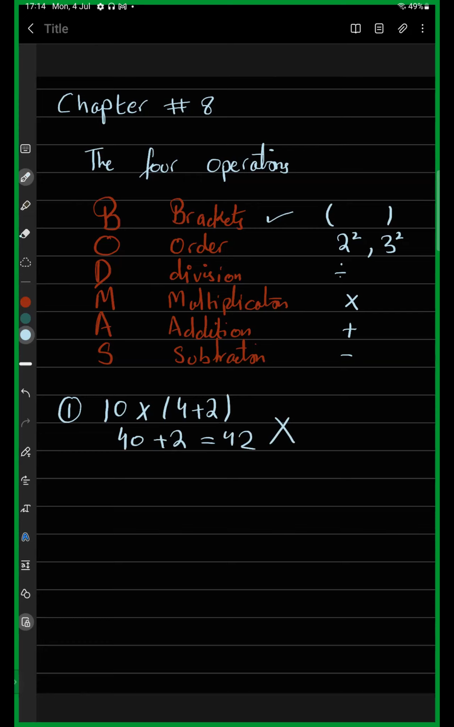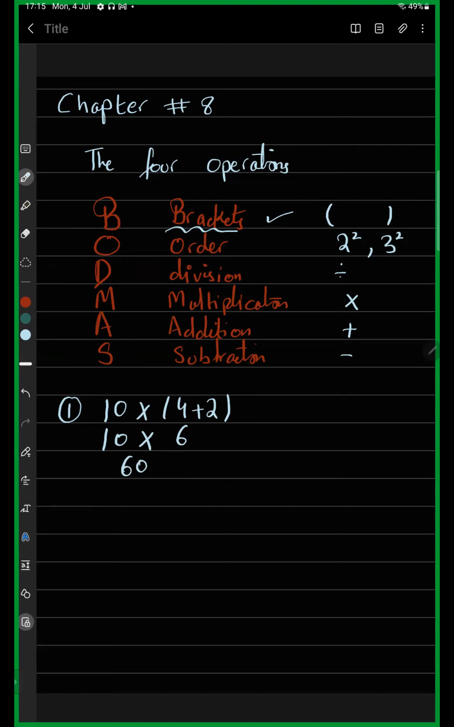According to the keyword, it's BODMAS. BODMAS means brackets. So if your expression has brackets, then the first thing you will be doing is just solve the expression that is within those brackets. So 10 would come as it is, multiplication sign would come as it is, and since brackets is coming first, we will be solving whatever thing you have inside those brackets. It is 4 plus 2, so it would be 6. And now the only operation is multiplication, so you can do 10 multiplied by 6 is 60. So this is how it is.